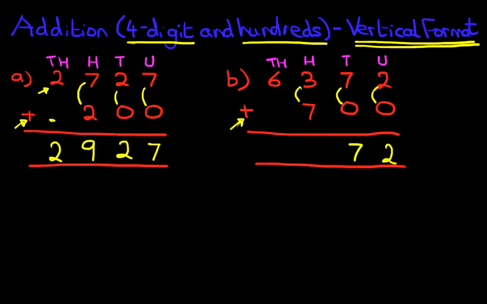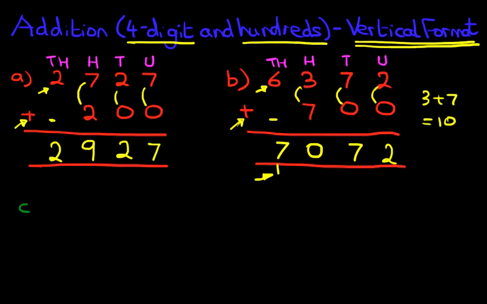Now the hundreds. We've got 3 plus 7. And you know this from your number bonds, it equals 10. Put 1 here and 0 here. Now we're going to add the thousands. 6 plus 0, but don't forget the 1 here. So 6 plus 1 is 7. So the answer is 7,072.